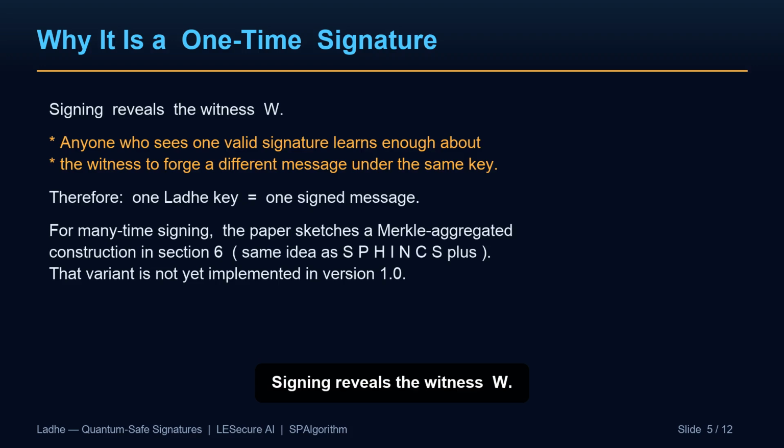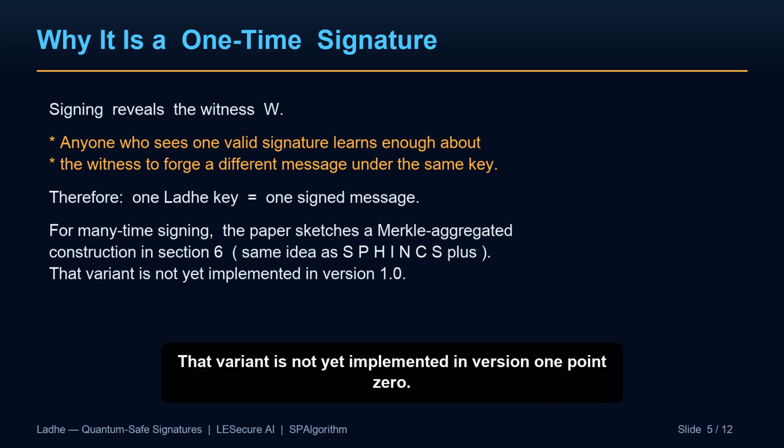An important caveat: Ladhe is a one-time signature scheme. Signing reveals the witness W. Anyone who sees one valid signature learns enough about the witness to forge a different message under the same key. Therefore, one Ladhe key signs one message. For many-time signing, the paper sketches a Merkle aggregated construction in Section 6. The same idea SPHINCS+ uses. That variant is not yet implemented in version 1.0.